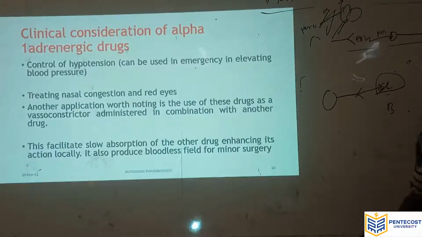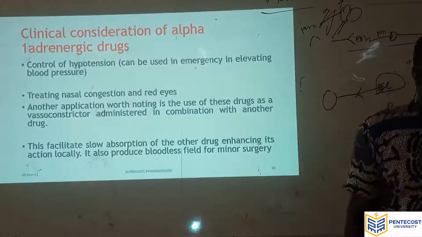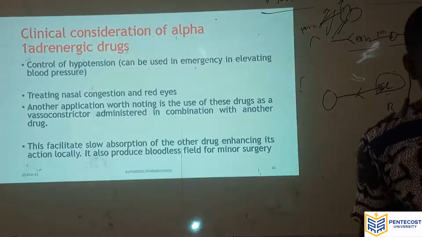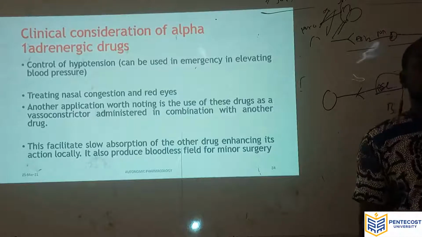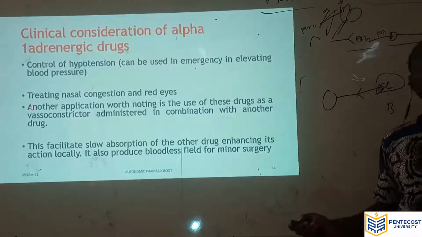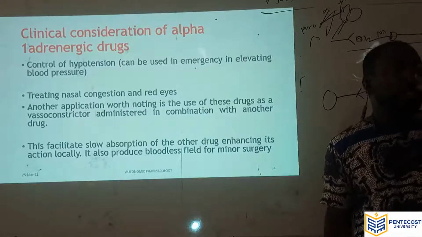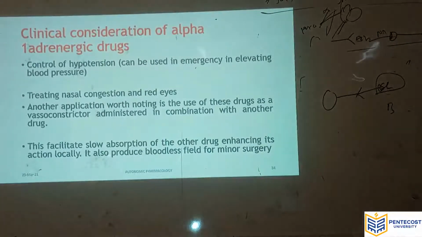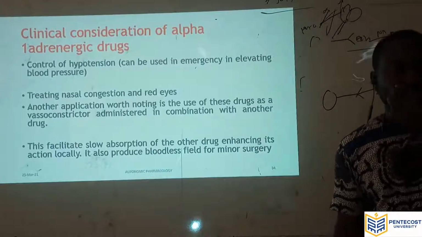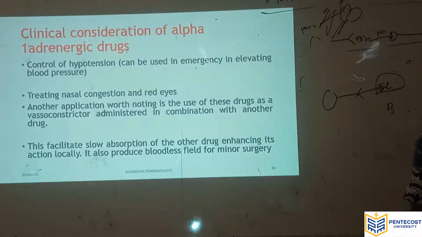Then you can also use it to treat nasal congestion. When your vessels dilate, there's a lot of blood supply, some seeps out, and then you have a running nose. So the nasal drug that we give constricts the blood vessels, limiting the amount of blood flow to your nasal region, and that solves nasal congestion and red eye. Dilation of blood vessels in the eyes will cause red eye. So when we constrict the vessels in the eye, it decreases blood supply.